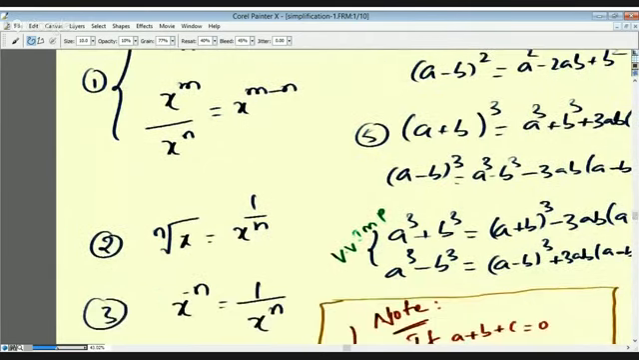It means when the nth root goes there, it will become x power 1 by n. In the same way, if x power minus n is there, if this minus n goes to this side, it will go to the denominator and it will become positive, right?